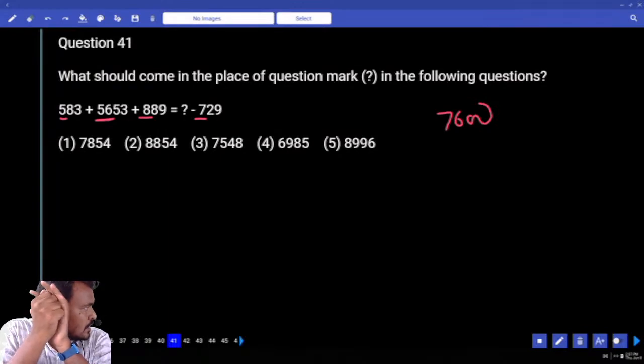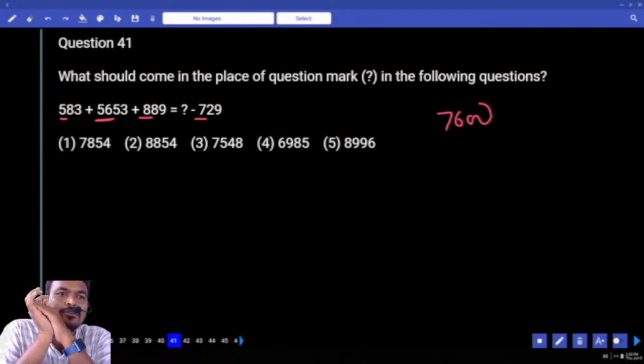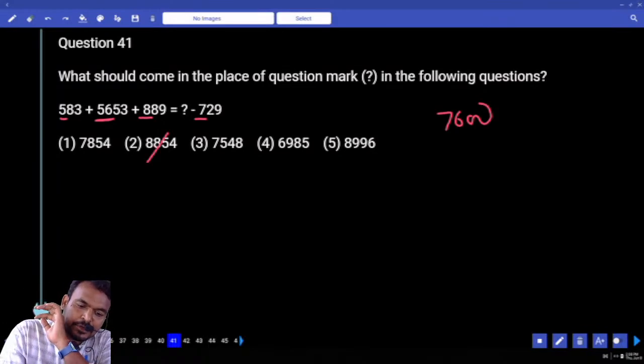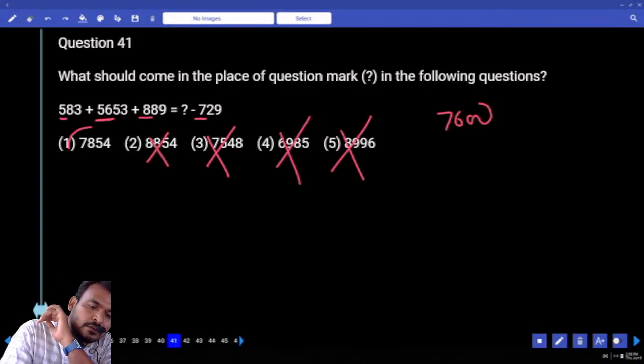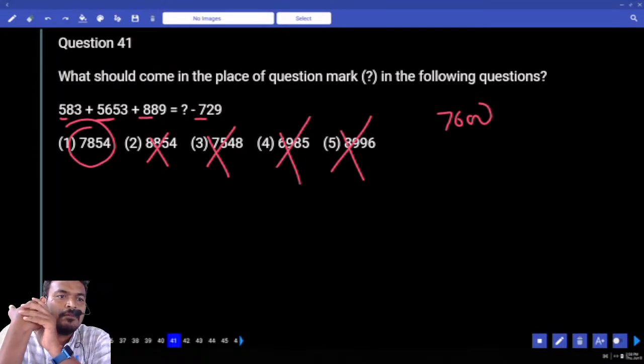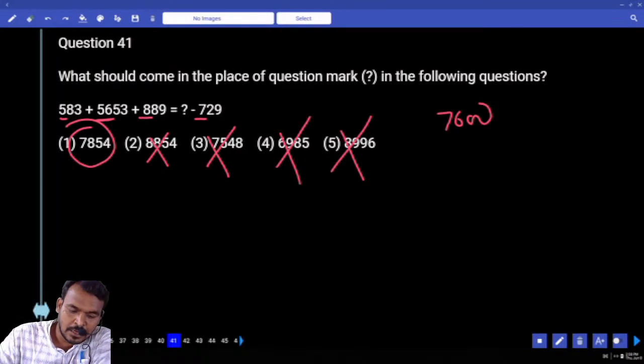How many options are nearby 7600? Only one error. More than 7600 or less than 7600? More than 7600. Second option possible? No. Third option? No. Fourth one? No. Fifth one? No. What is the answer? First one error. 7854.